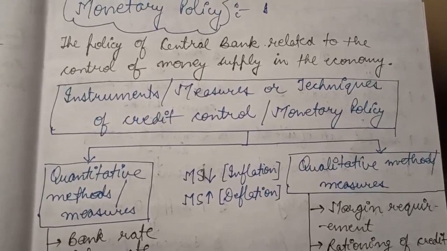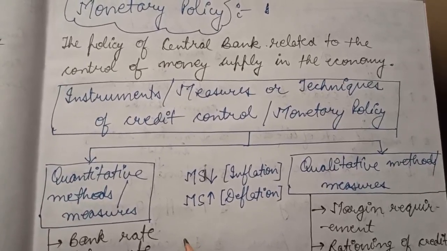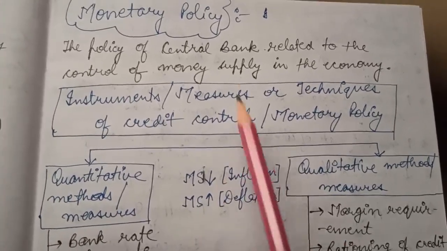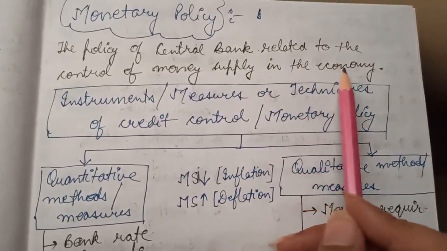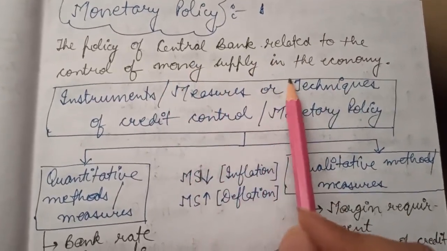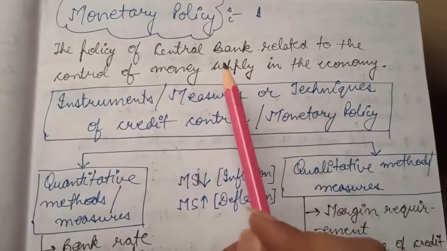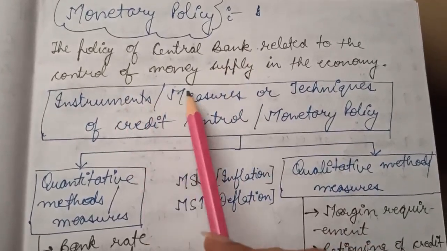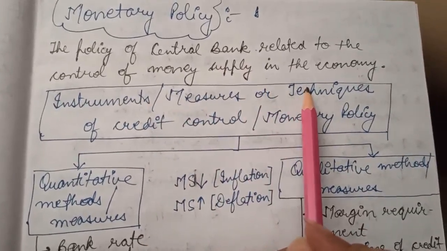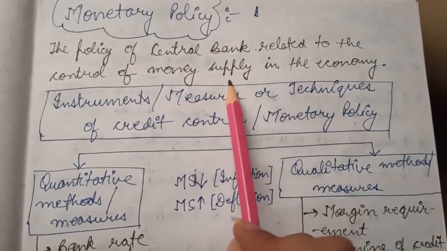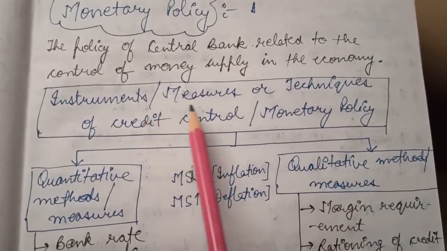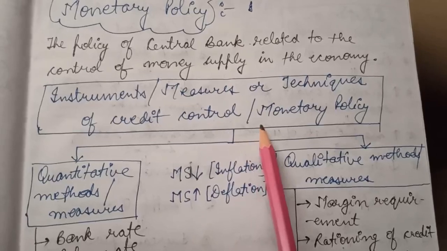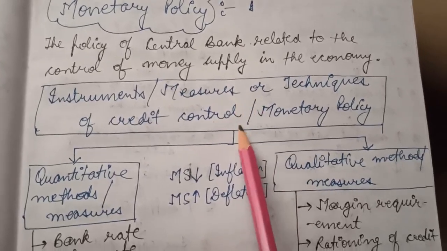And that function follows the monetary policy. That is, the monetary policy which we are talking about is a policy of the central bank which is related to the control of money supply in the economy. So this policy is framed by the Reserve Bank of India with the motive to control the money supply in a particular economy. And for running this policy, various instruments, measures or techniques of credit control or monetary policy are followed by the central bank.